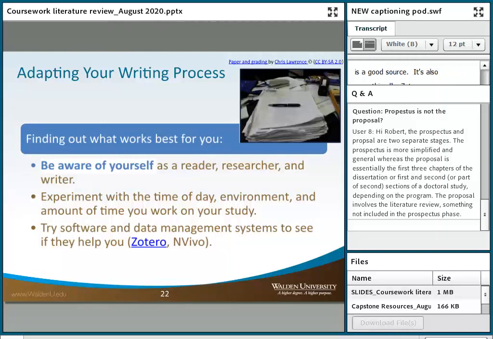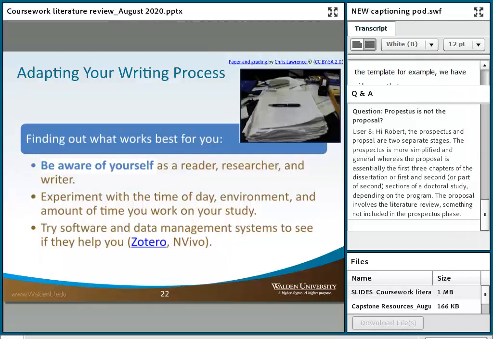Adapt your writing process. This is a big one. Be aware of yourself as a reader, researcher, and writer. And because this is a writing center, I'm going to focus on writer right here. If you are writing your prospectus or you are still in coursework, I'm going to, in a second, show you a bunch of resources. And when I get to paper review, I want you to make note, maybe click on it, get it on your computer immediately, and get a paper to the writing center to be reviewed.